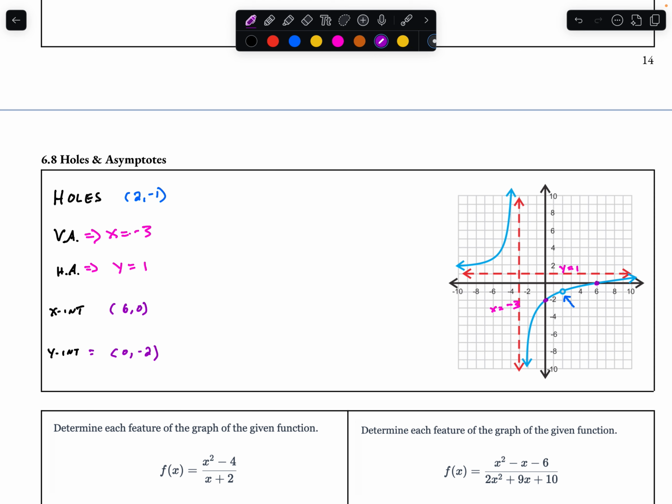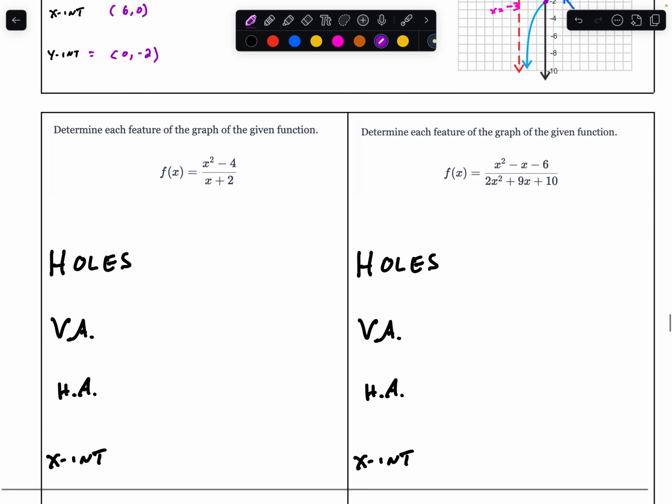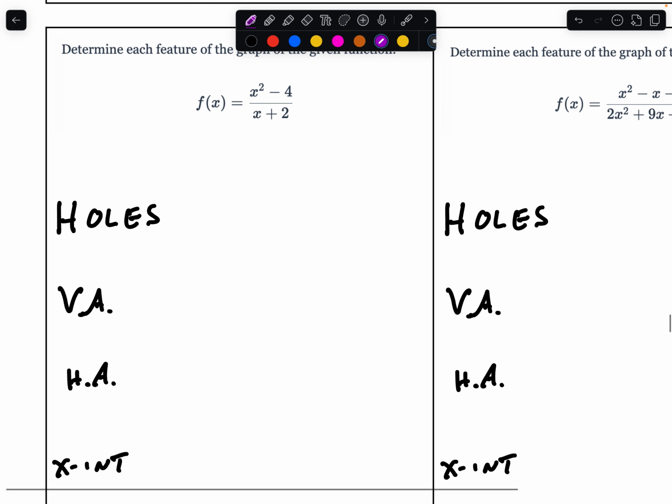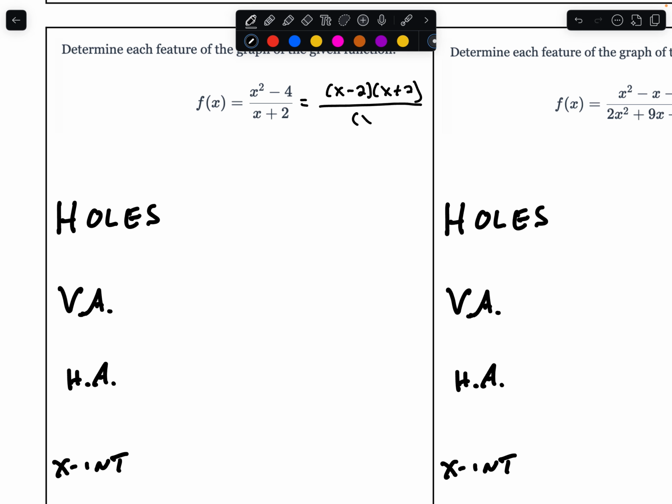So what we're going to do here is, how do we find all of these if we have a function? This is where our factoring is going to come into play. If I factor this top here, I'm going to get x minus 2, x plus 2, all divided by x plus 2.